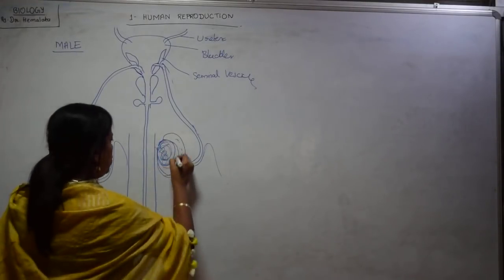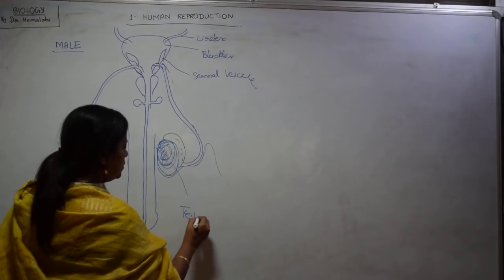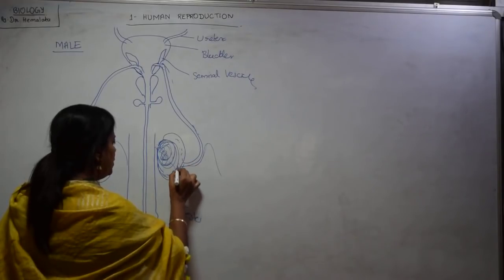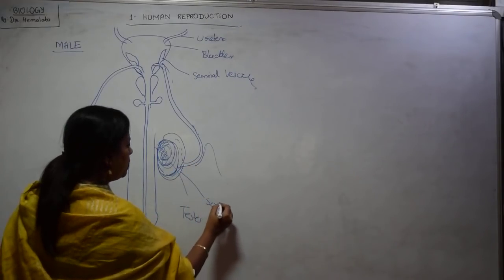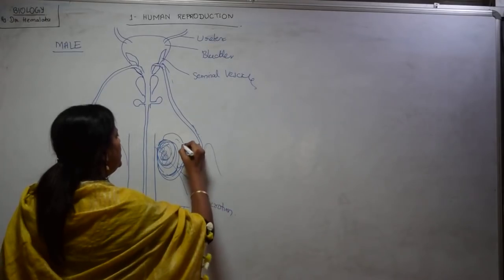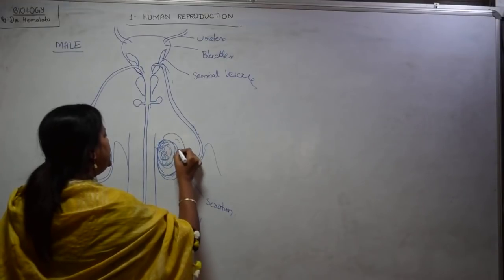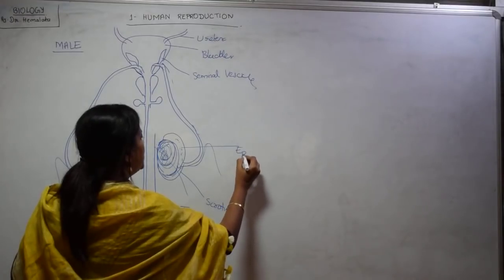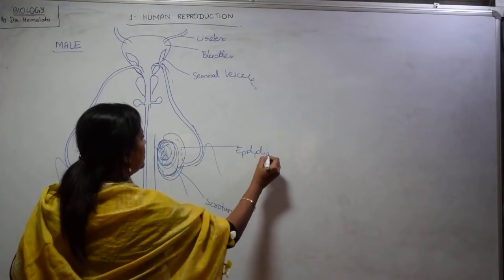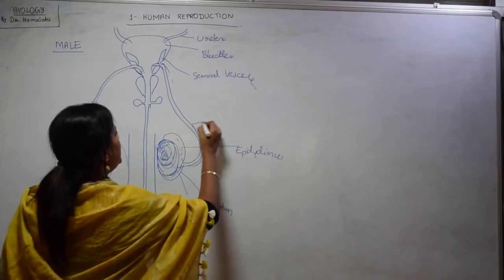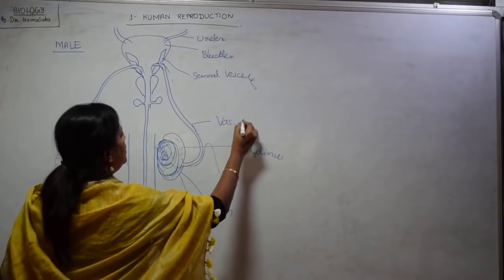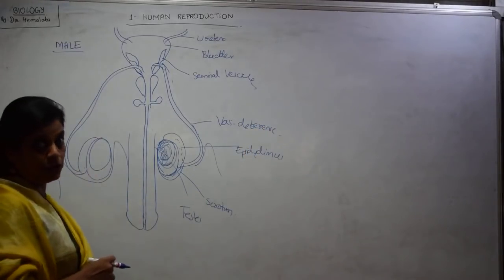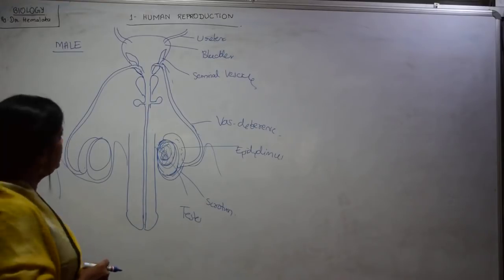So this part, what I have drawn here, is the testis. Whatever sac I have drawn here, this sac is called the scrotum. And this upper part where they are all releasing, these are the seminiferous tubules inside the testis. This we call the epididymis. Okay, and this is called the vas deferens. Plural is vas deferentia, singular is vas deferens.